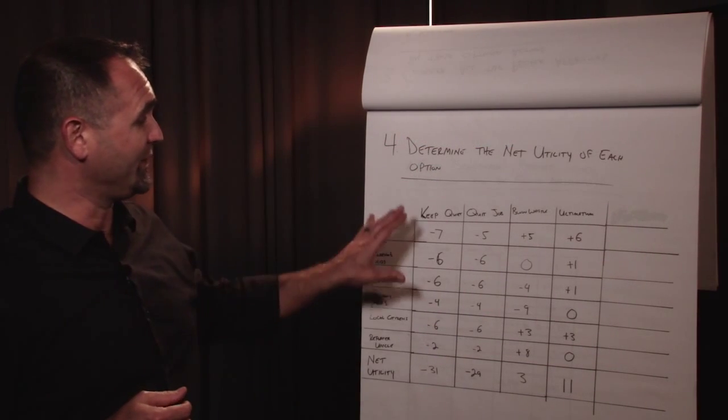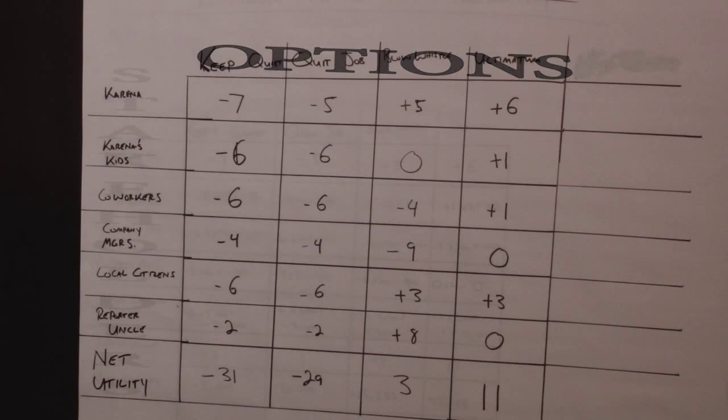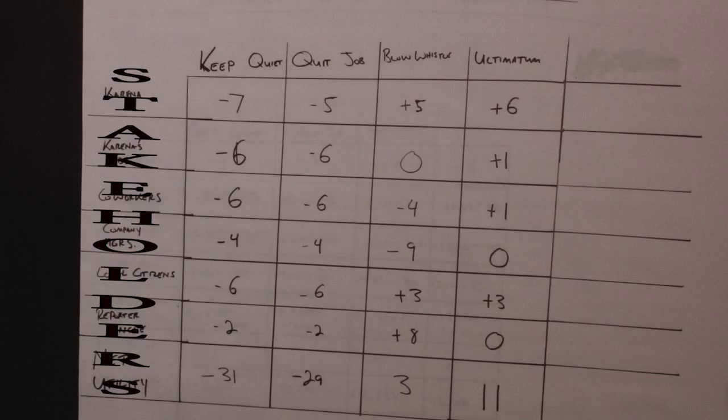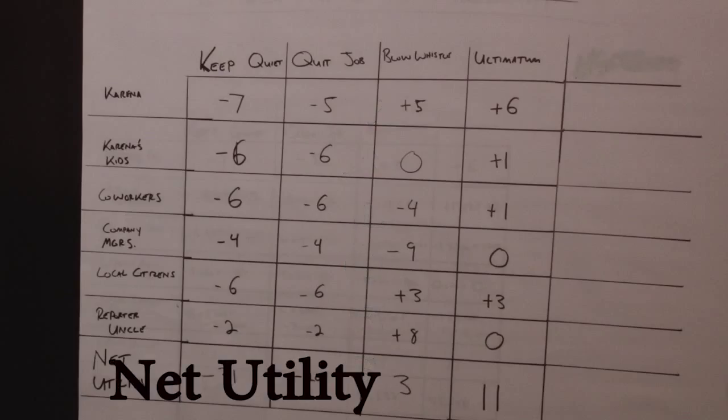So I've filled in this chart for you. We've got the options along the top. We've got the stakeholders, or the people affected, along the side. And in the boxes, you'll notice the values assigned on that continuum, the net utility. At the bottom, you'll see the sum of the net utility for each of the options.